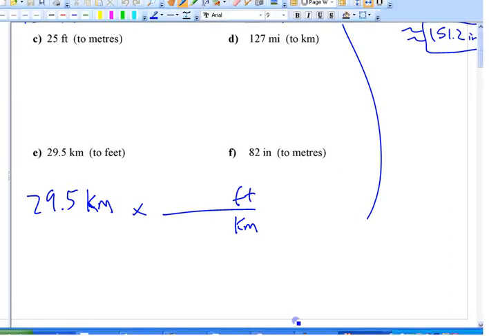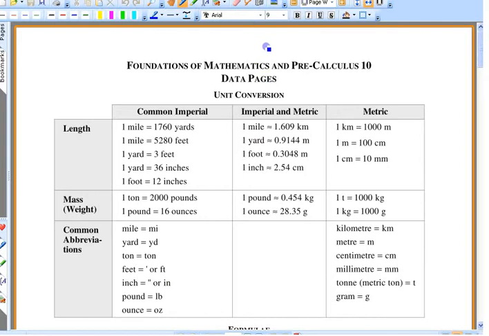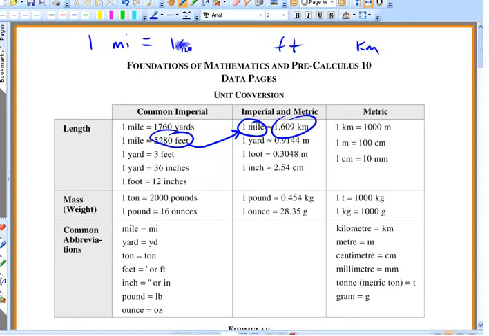So on that data booklet you have, you want something that relates feet and kilometers, right? You don't have one that readily does that, but you could make your own. Because you have this one that converts miles and kilometers, a mile is that many kilometers, but you also have a mile is this many feet. You could just put this in instead. Instead of saying 1 mile is 1.609 kilometers, you could change that to 5280 feet is 1.609 kilometers. Okay, that's the one you could use for that one.